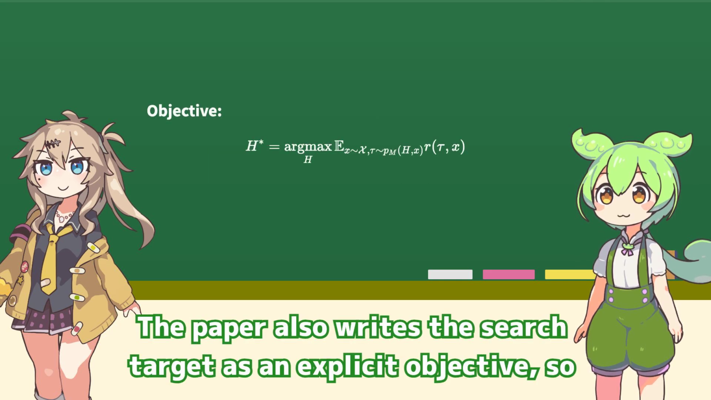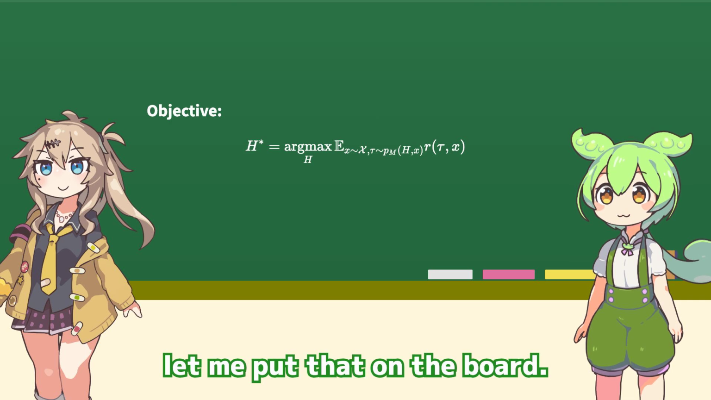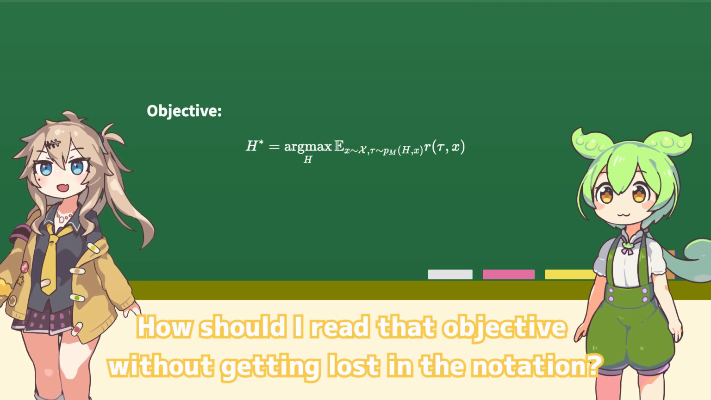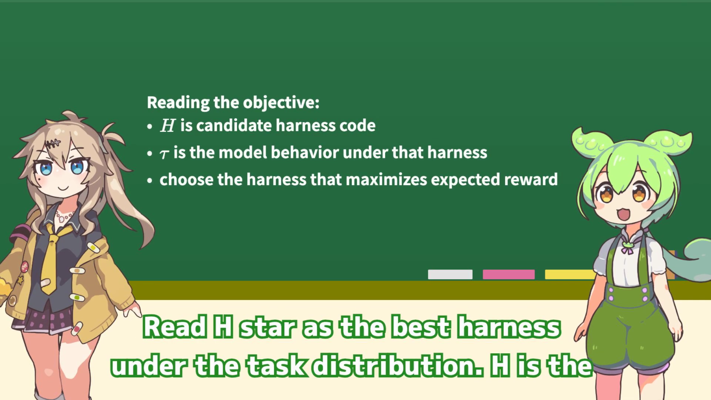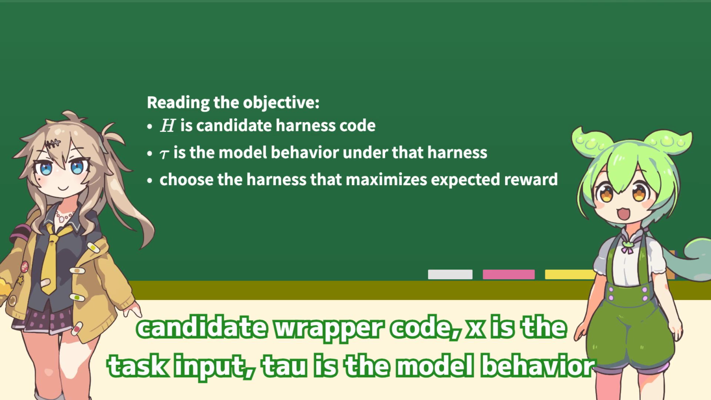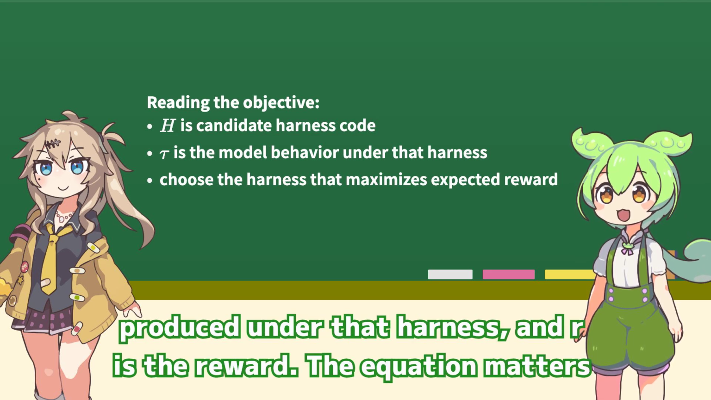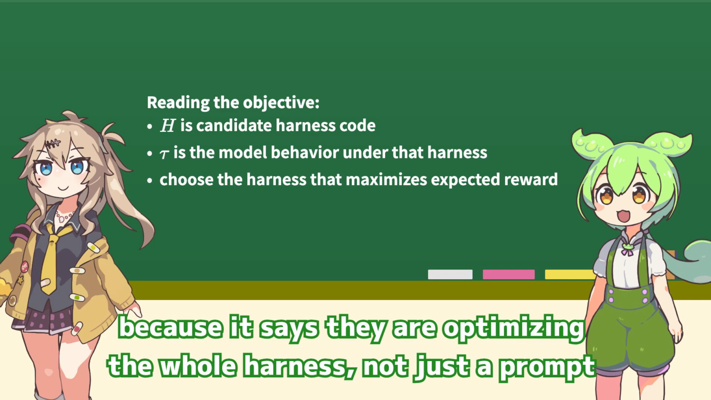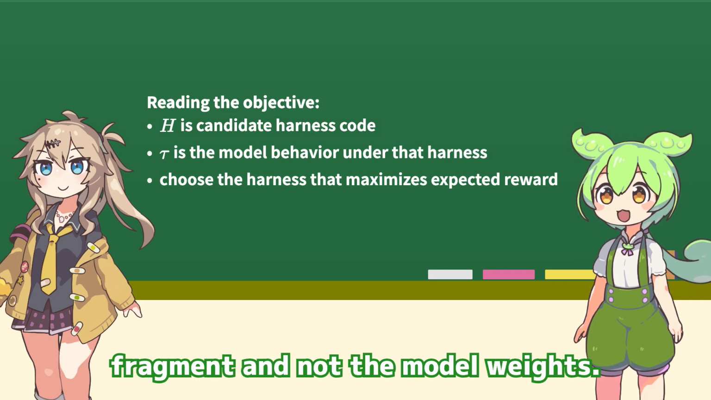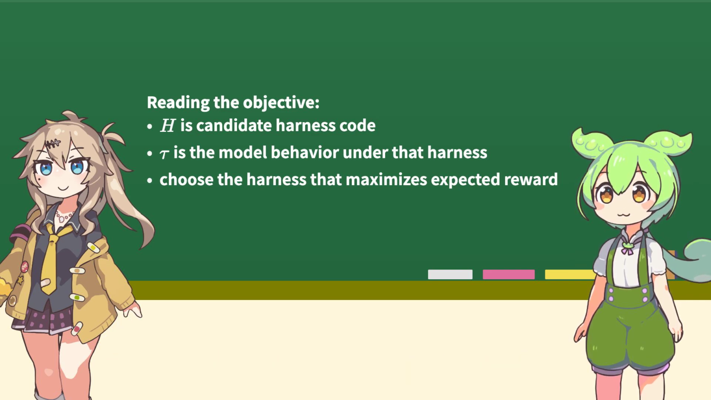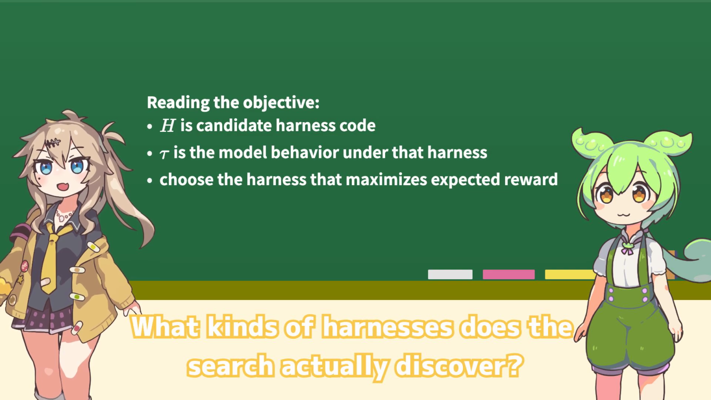The paper also writes the search target as an explicit objective, so let me put that on the board. How should I read that objective without getting lost in the notation? H star is the best harness under the task distribution. H is the candidate wrapper code, X is the task input, tau is the model behavior produced under that harness, and R is the reward. The equation matters because it says they are optimizing the whole harness, not just the prompt fragment and not the model weights.